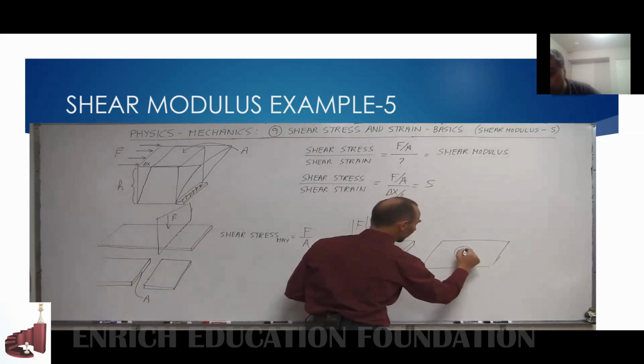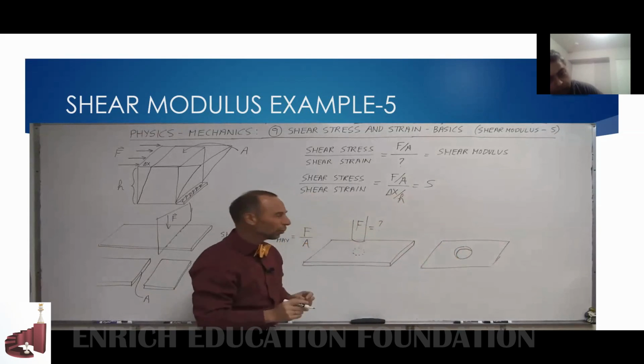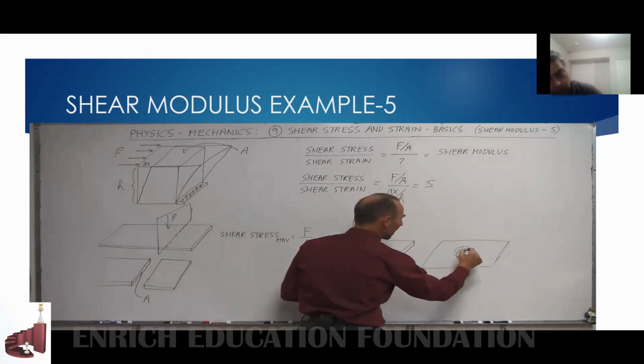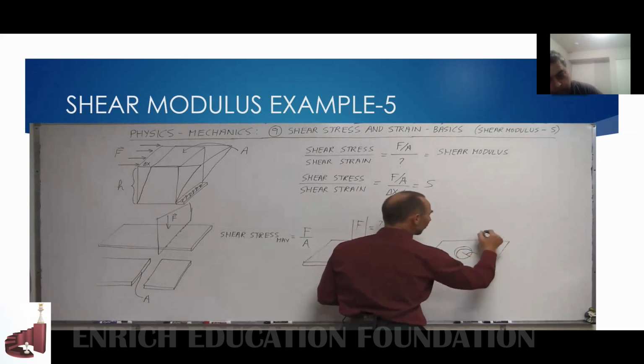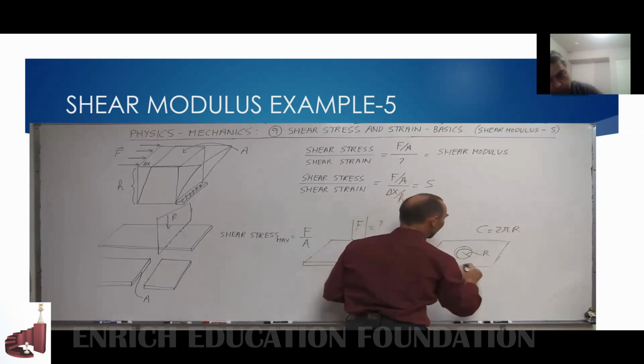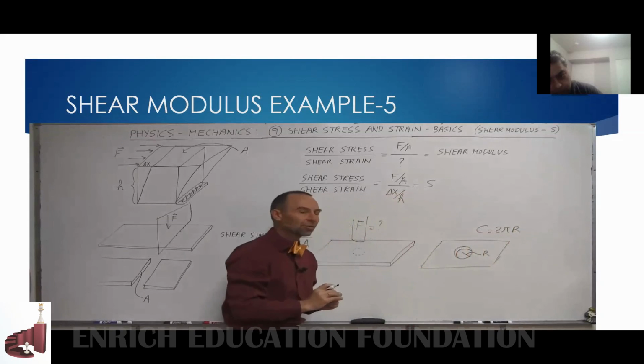Not quite. Let me try again. There we go. That's a little better. So that's what the hole would look like. And notice that you have a radius of the hole, and you have a circumference of the hole, where the circumference of the hole is equal to 2 pi times the radius. And then you have the height or the thickness of that material.